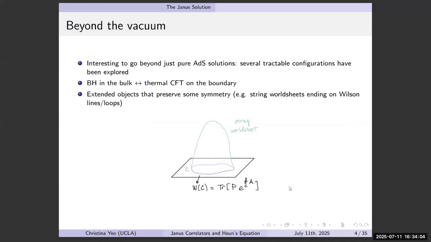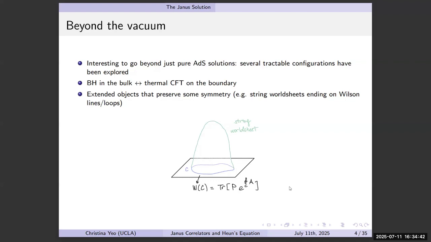Right. So the original correspondence was written down for pure AdS and vacuum CFT, but we would like to expand the dictionary. So we want to look at beyond just pure AdS setups. And lots of tractable models have been studied in the past 20 or so years, such as black holes in the bulk or dual thermal CFTs on the boundary. There have been cases where people did some microstate counting using the boundary CFT, or we could look at some extended objects such as string worldsheets that end on Wilson lines on the gauge theory.